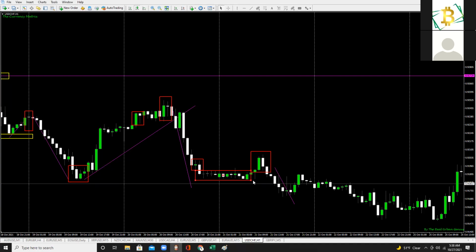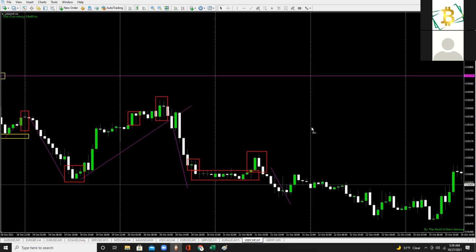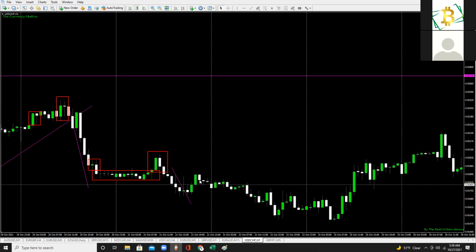So here we have consolidation followed by a bearish harami. Here we have another bearish harami. Here we have a bullish engulfing. So that is a bullish engulfing right into a bearish harami. And we're in a downtrend, of course. Now here we have a bullish harami.